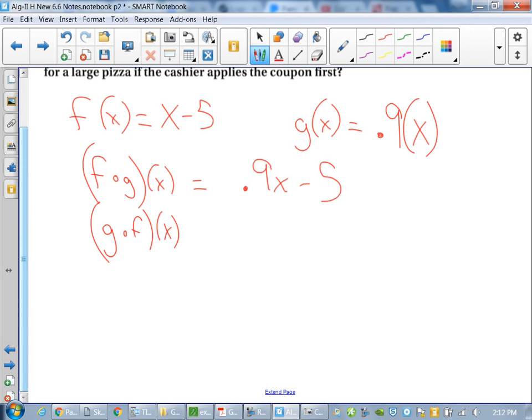So there's the first way of doing it. Take the G equation and surround it by F. So I took the 90% of the original, the cost of the pizza, which is taking 10% off. Remember, what I'm doing here is like we did yesterday. Take the G equation, 0.9, and I'm surrounding it with the F.